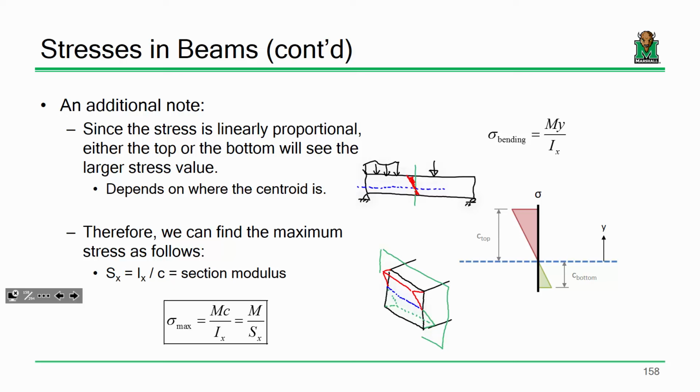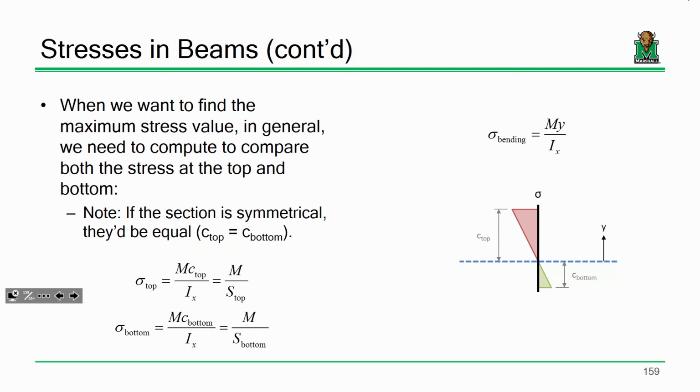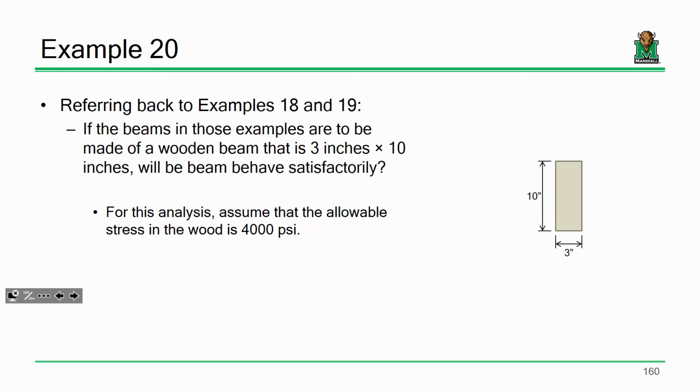Okay, I'm going to erase this. Now this is what I was saying earlier, that if the section is symmetrical, then the stresses on the top are going to be the stresses on the bottom. But if not, then you need to be careful. So what I like to do is say, here's the stress on the top, and here's the stress on the bottom. So I'll say C top and C bottom. Make sense? We'll start off by doing symmetric sections, and then we'll handle what if it's not symmetric later. All right. Sound good?